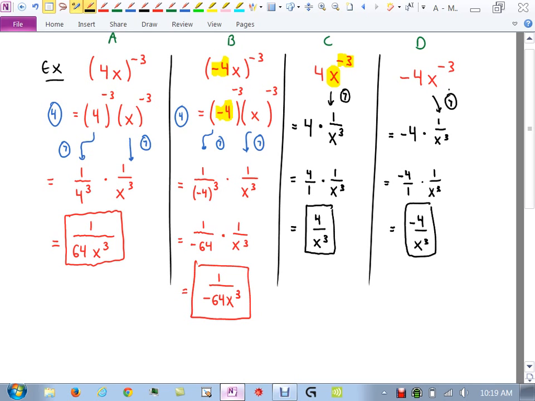Look, all these problems had the same thing. They all had a 4, an x, and a negative third power. But because of uses of parentheses and negative signs, they all gave us different answers. You have to get to a point where you are completely comfortable with all of this, right? All these properties. I'm going to go to a new page.